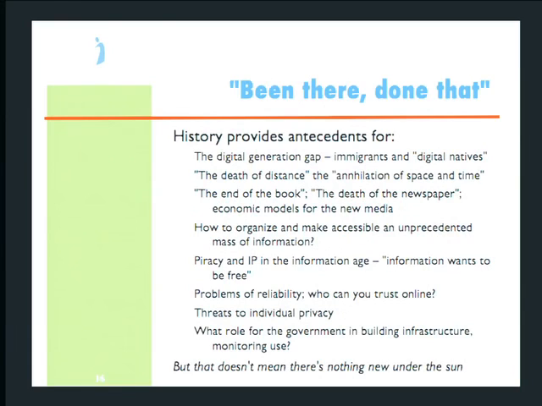The generation gap that everybody speaks of. We've been there and done that. The death of distance, the annihilation of space and time. Paul will take it back in his lecture, pointing back to the late 18th century. People are talking about that, if not sooner. The end of the book, the death of the newspaper. The end of the book, people were proclaiming about 6 weeks after Gutenberg produced the first printing press.